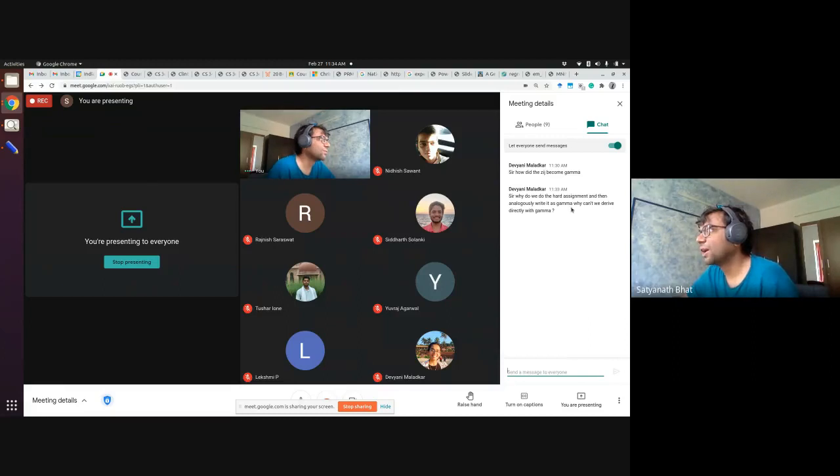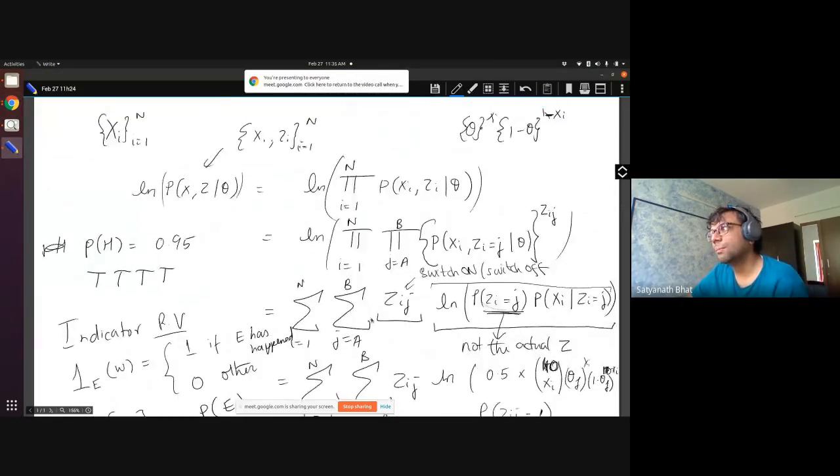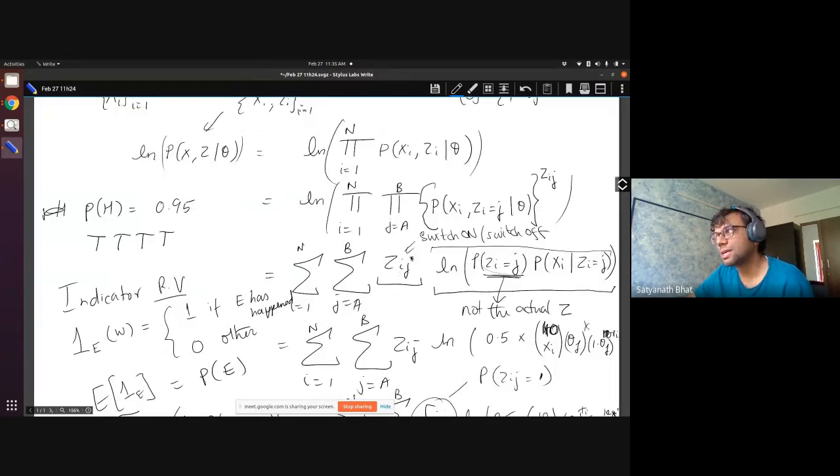Devyani, why do we do the hard assignment and then analogously write it as gamma? Why can't we derive directly with gamma? Yeah, we can directly derive with gamma, but then you will have this confusion even more. If you start with the hard assignment, then when you are taking probability, you understand that this part is completely independent of Z, and this is the only thing that we are taking the probability over. This is actually a constant, right? Because xi is given, it is known, and we are taking all possible assignments of zi and writing this.